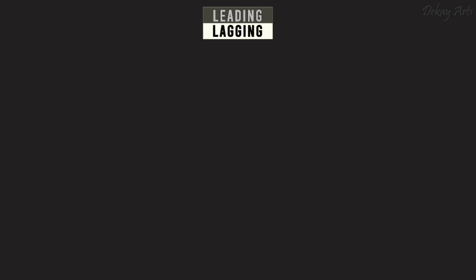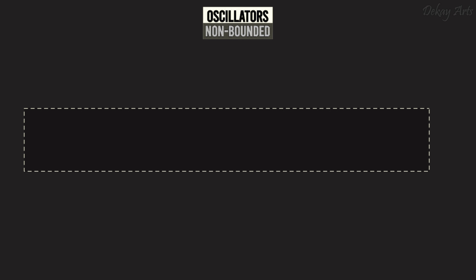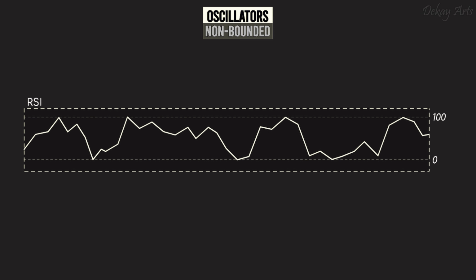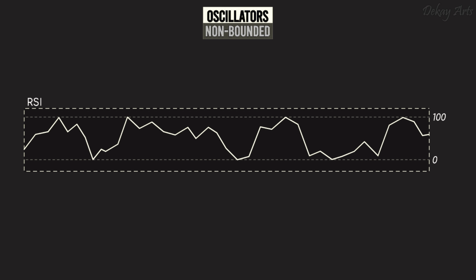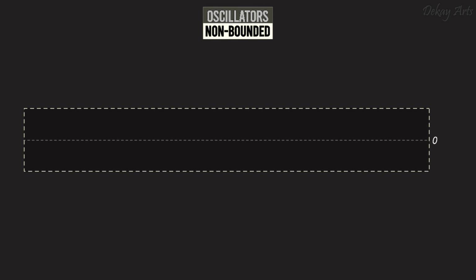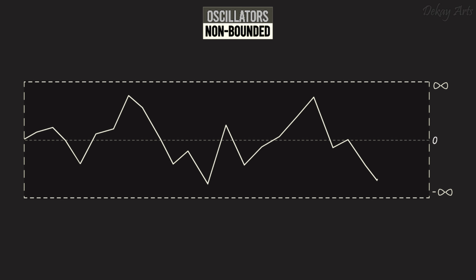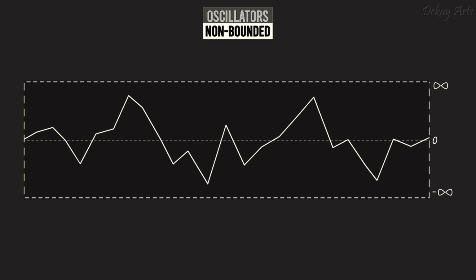Let's look at the second way of classification, which is oscillators and non-bounded. As the name suggests, oscillators have values bound by a range. For example, the RSI indicator may have a low of 0 and a high of 100, where 0 represents oversold conditions and 100 represents overbought conditions. The value of the RSI indicator always stays within 0 and 100. Non-bounded indicators are not constrained by an upper or lower limit. For example, the MACD indicator can take any value and is not bounded by any upper or lower limits.